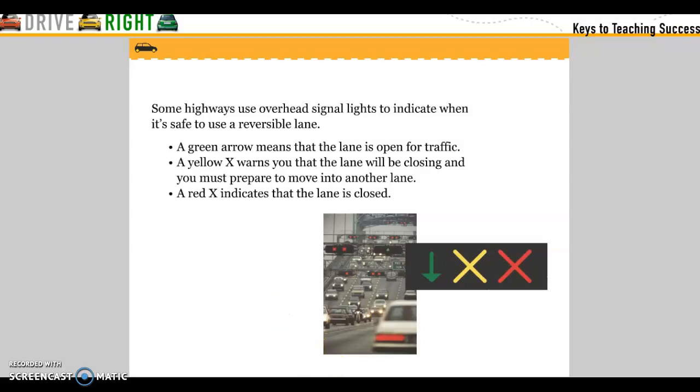Some highways use overhead signal lights to indicate when it's safe to use the reversible lane. A green arrow means that the lane is open for traffic. A yellow X warns that the lane will be closed and you must prepare to move into another lane. A red X indicates that the lane is closed.